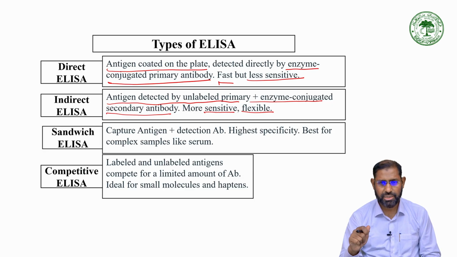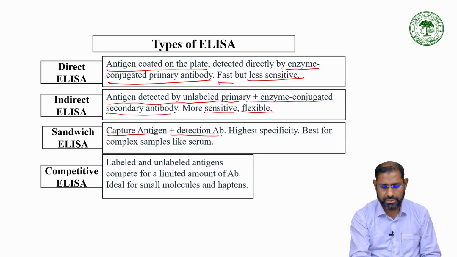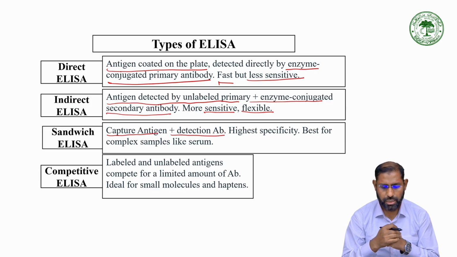Now the sandwich ELISA. What does it do? It uses a capture antibody and also a detection antibody. It is highest in specificity and best for samples like serum and blood samples.